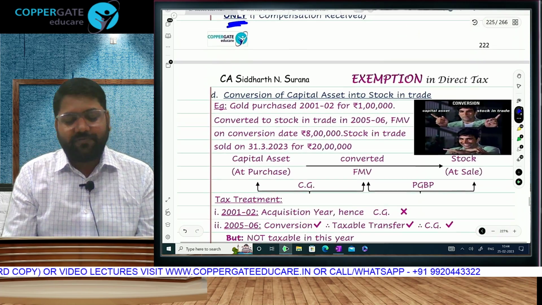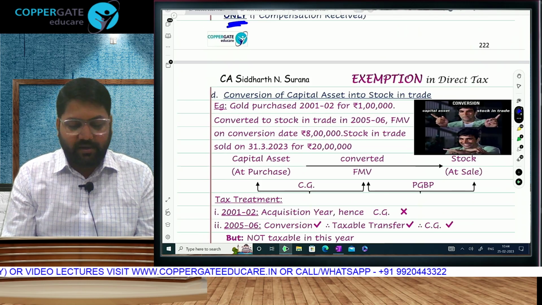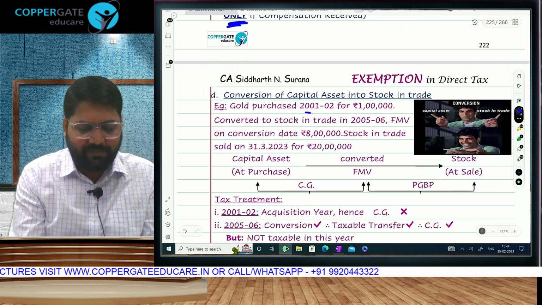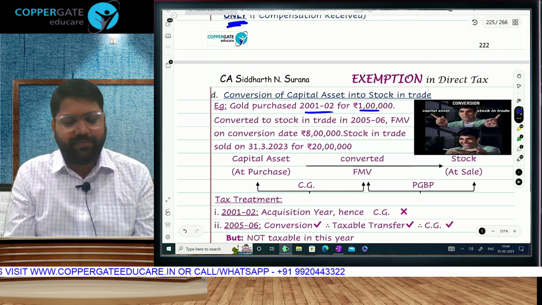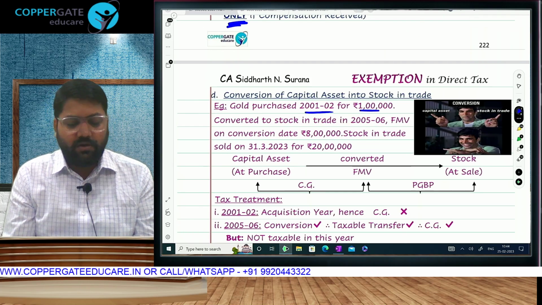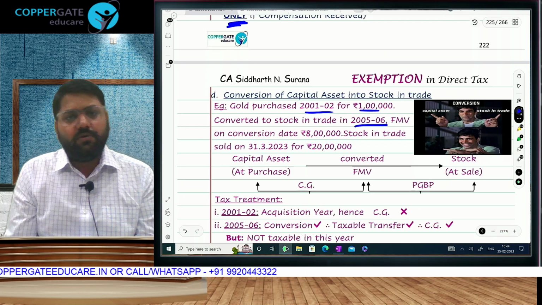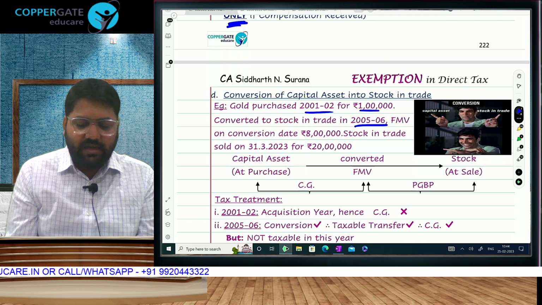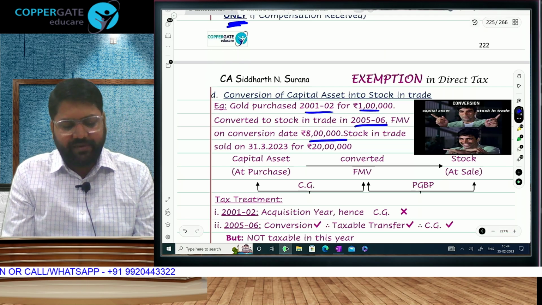And conversion of capital asset into stock in trade. We all know the entire story. Quickly I will tell you with the help of an example. Supposing you purchase gold in year 1-2 for rupees 1 lakh. At that time it was your capital asset. Then you convert it into stock in trade in the year 5-6. That means you take the gold from home to office, and on that date the fair market value was rupees 8 lakh.